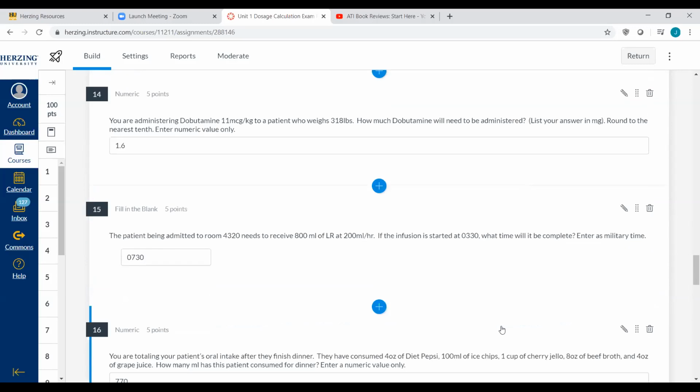All right, let's see what else we got here. Okay, here's an I&O question. In this question, you have 4 ounces of Diet Pepsi, 100 milliliters of ice chips, and what do we do with ice chips? Half. Cut it in half, right? 1 cup of cherry Jello, which is how much in milliliters? 240. 8 ounces of beef broth and 4 ounces of grape juice. So how many milliliters is all of this for their intake?